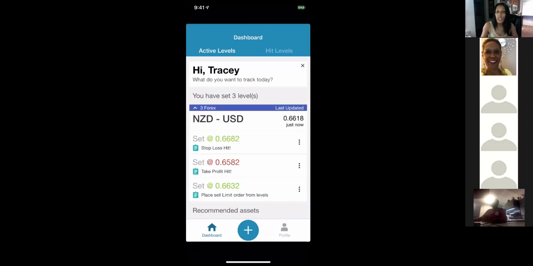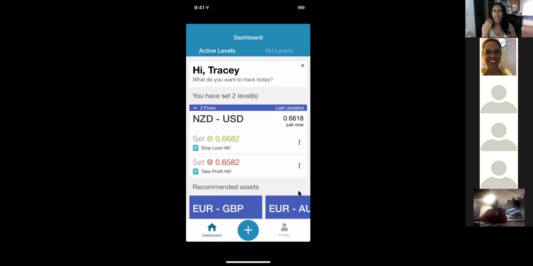Okay. So now what I'm going to do, because technically in our little example we've already hit our sell limit, we've already placed our sell limit order, is I'm going to delete my sell limit order. So now I only have a stop loss and a take profit set inside of my Call Levels. And guys, you're done.